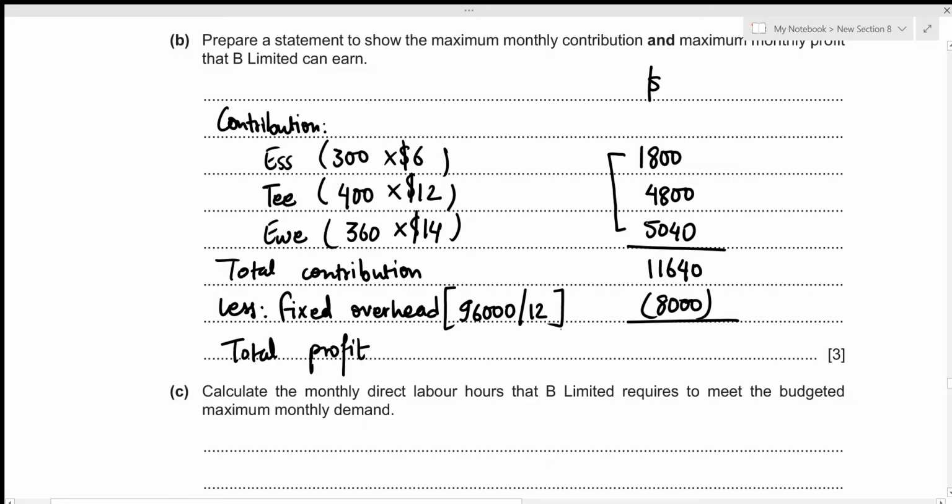So that's just going to be the difference between contribution and fixed overhead, which is 11,640 minus 8,000, which gives the total monthly profit to be 3,640. This concludes the second part. Let's move to the third one.